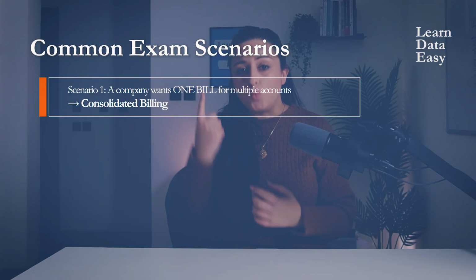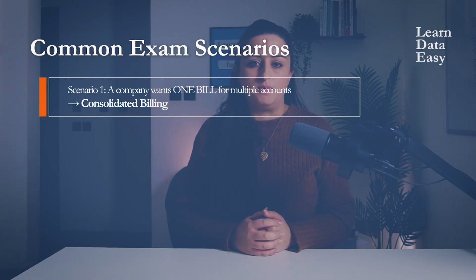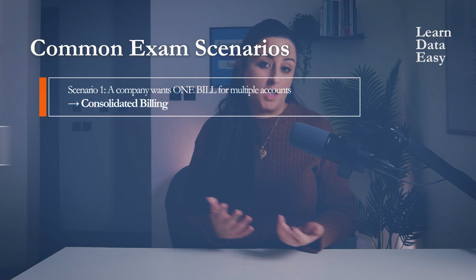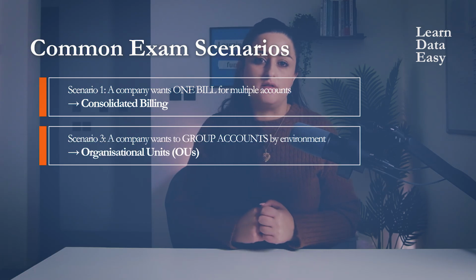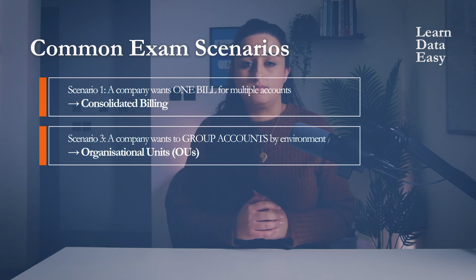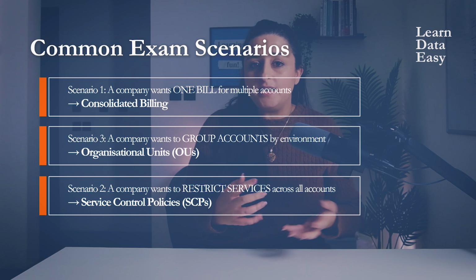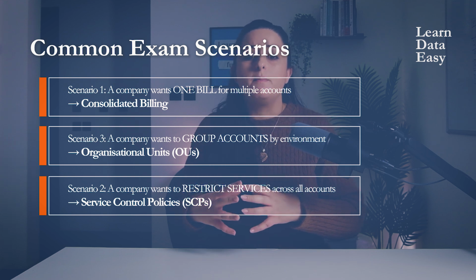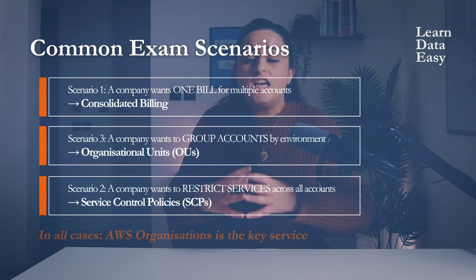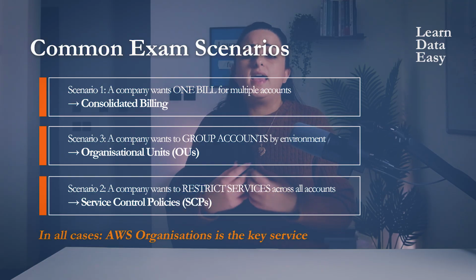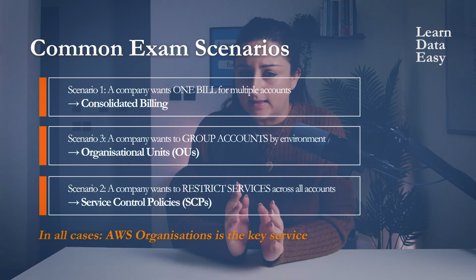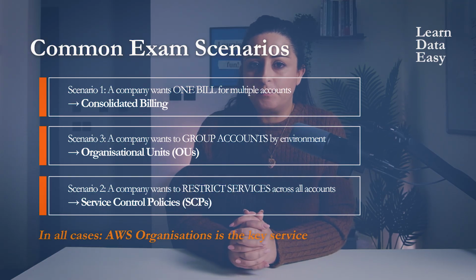Here are examples of scenarios the exam may test. A company wants one bill for multiple AWS accounts. A company wants to restrict services across all accounts. Or a company wants to group accounts by environment. In all of these cases, AWS Organizations is the key service.